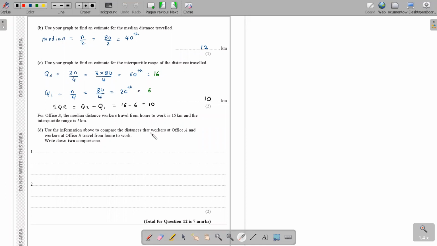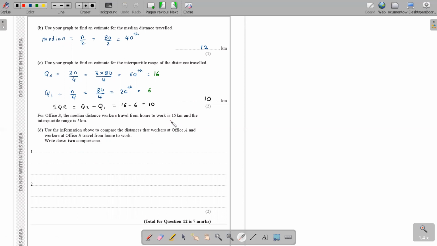So use the information above to compare the distances that the workers at office A and workers at office B travel from home to work. Write down 2 comparisons. Obviously they expect you to compare the medians and the interquartile ranges, and they would not want you to write something very basic here. You can see the median is 12 for A, and the median is 15 for office B. So just don't write the basic thing, like median for office B is higher. You should not write something like that.